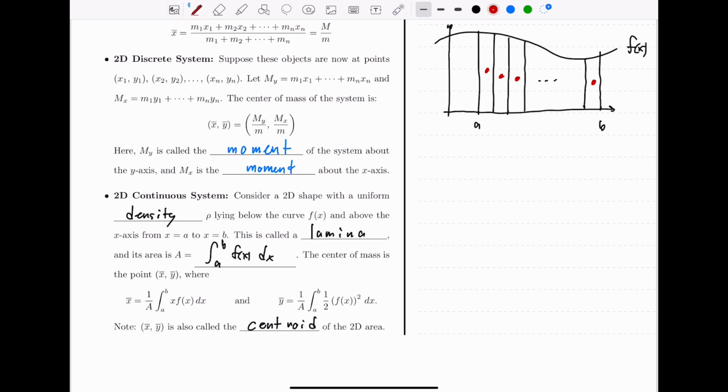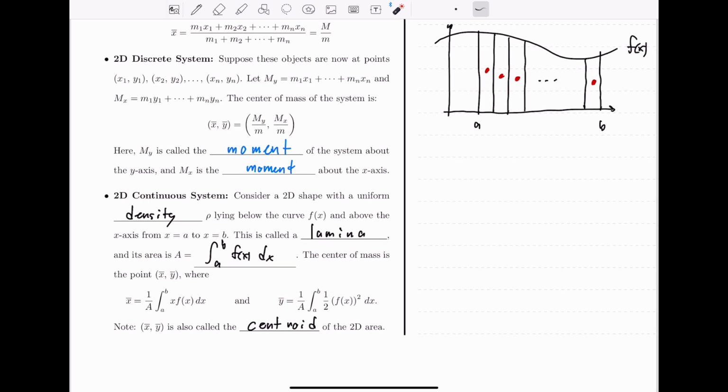So we're effectively taking these different two-dimensional areas and we're representing their center of mass. And so we're converting this from a continuous two-dimensional case to a system of discrete two-dimensional points. We know how to find the center of mass for a two-dimensional discrete system, so we'll use our knowledge of that to find the center of mass for this continuous region.